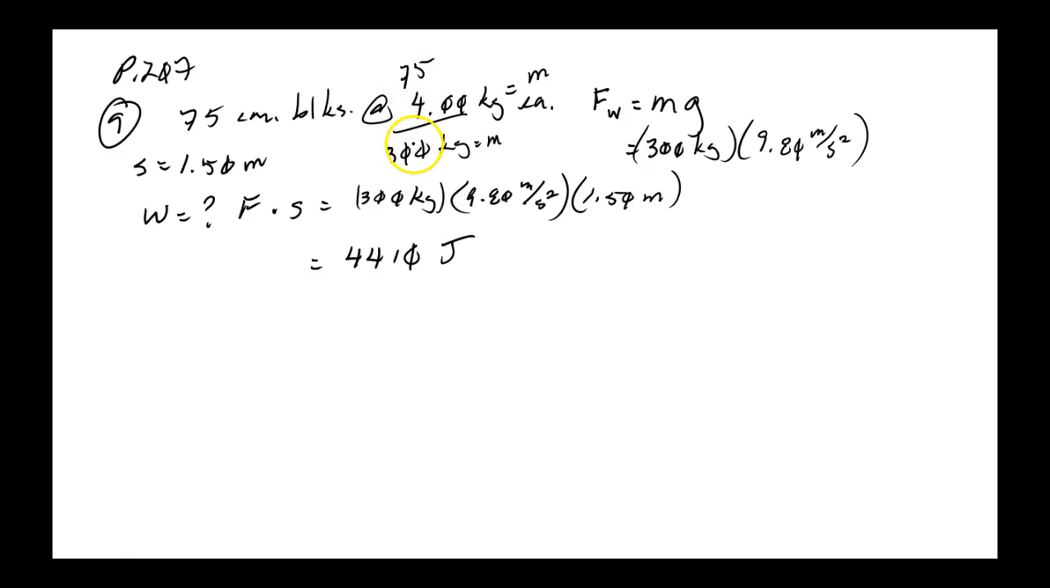75 times 4 is 300. We multiply 75 blocks by 4 kilograms each. 4 kilograms was the mass of each block, so multiply by 75 blocks, and that gives you the total mass that he lifted. Okay. And mass times acceleration due to gravity is then the weight, and multiply the weight by the distance. That gives you the work. No angles involved with this because it was a straight lift.